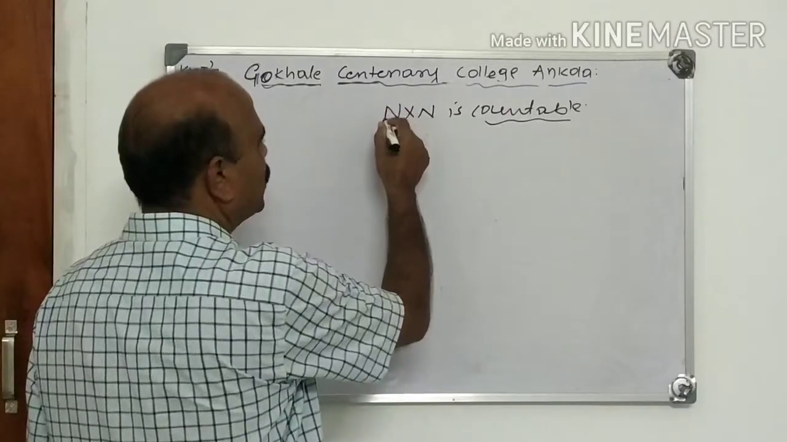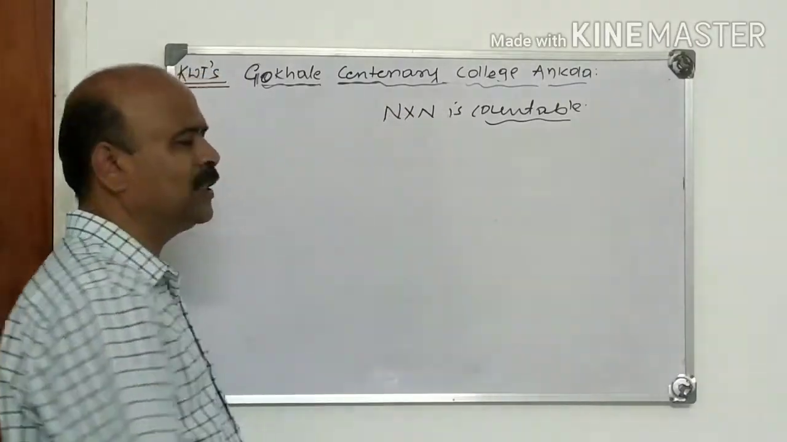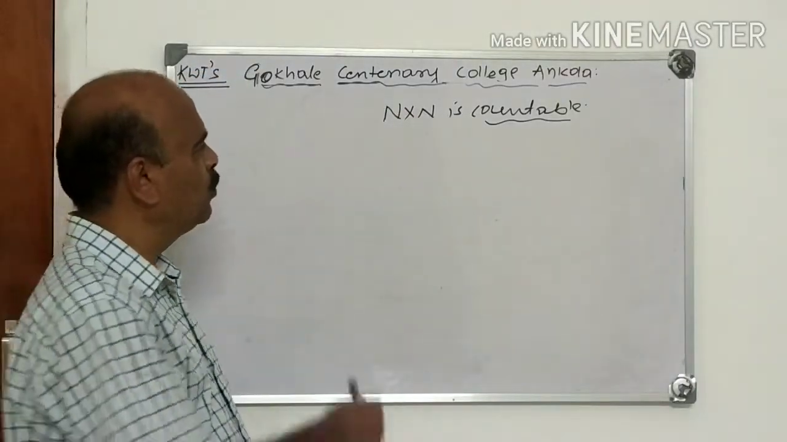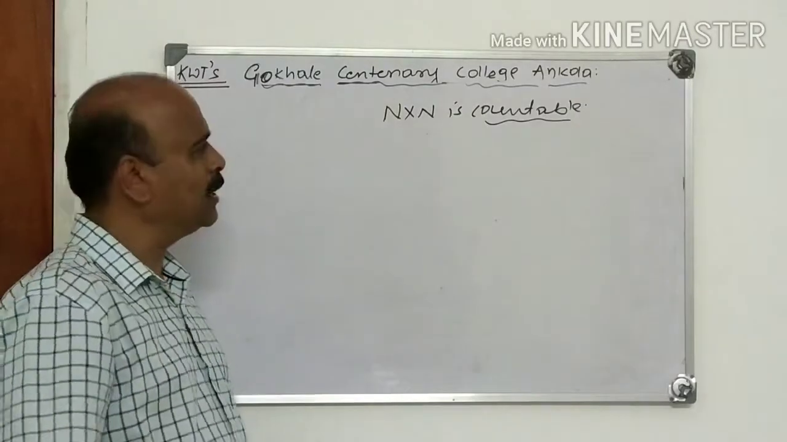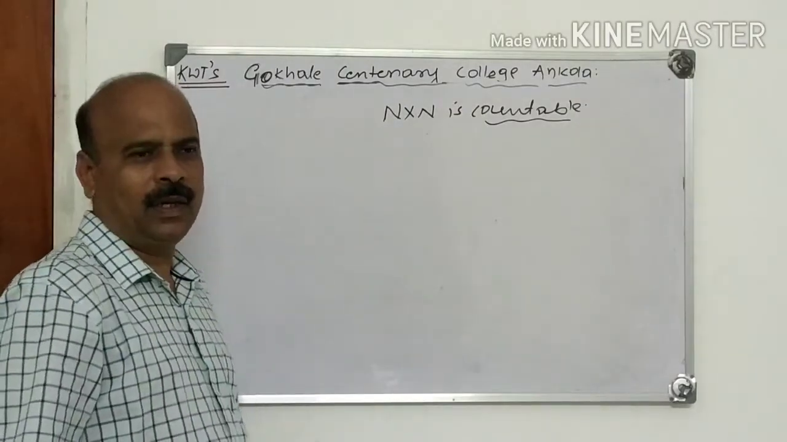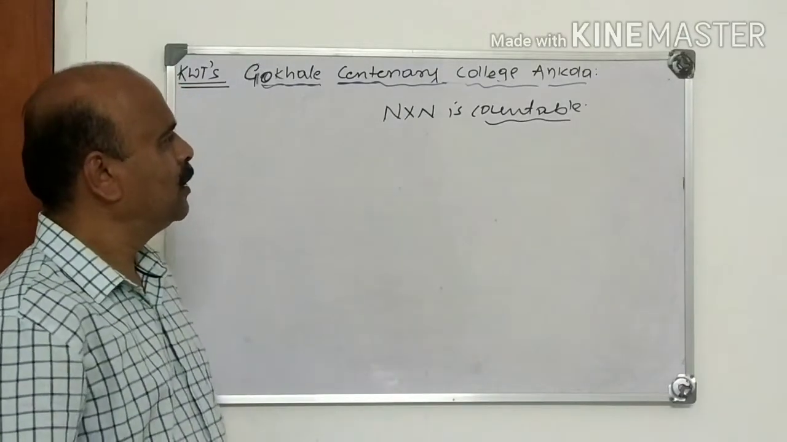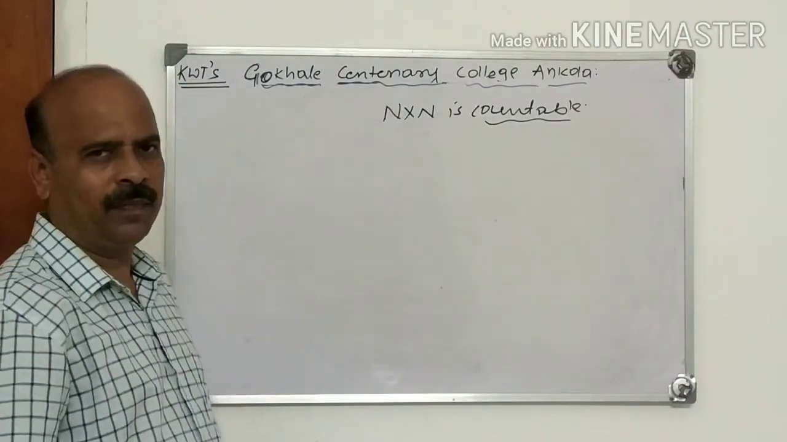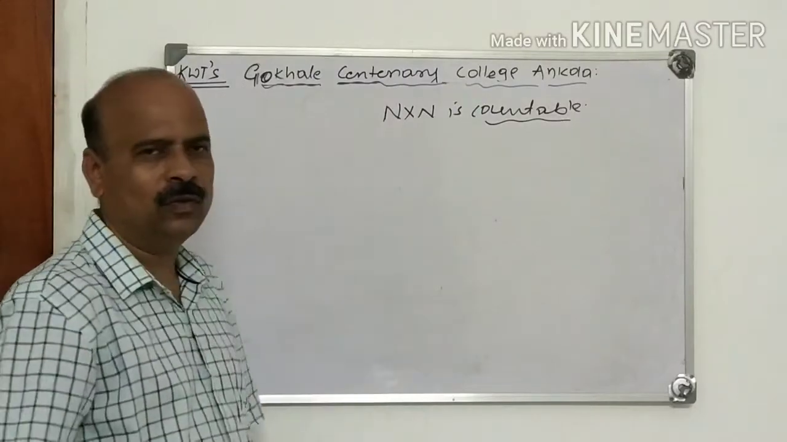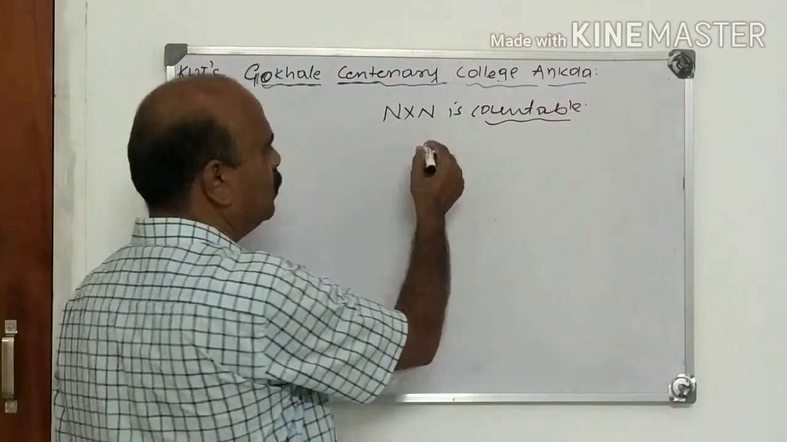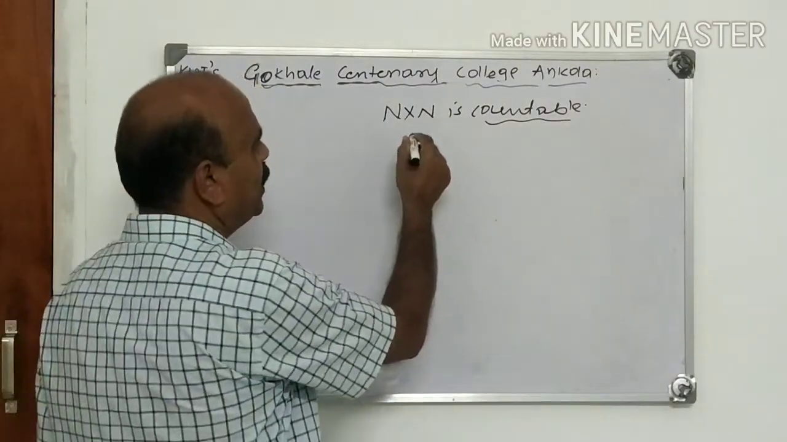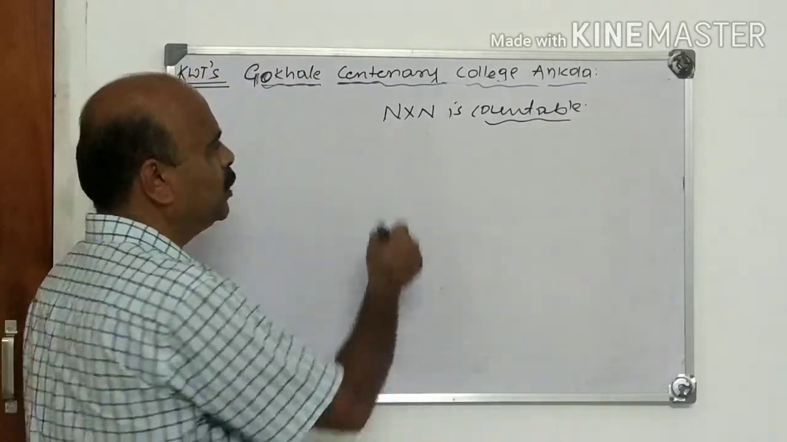Now in the previous video also I have proved N cross N is countable. But to prove that N cross N is countable, there are several methods. I explain today one more method which seems to be more simple, and then the choice is left to you. In the previous video, I have proved that N cross N is countable using this concept.